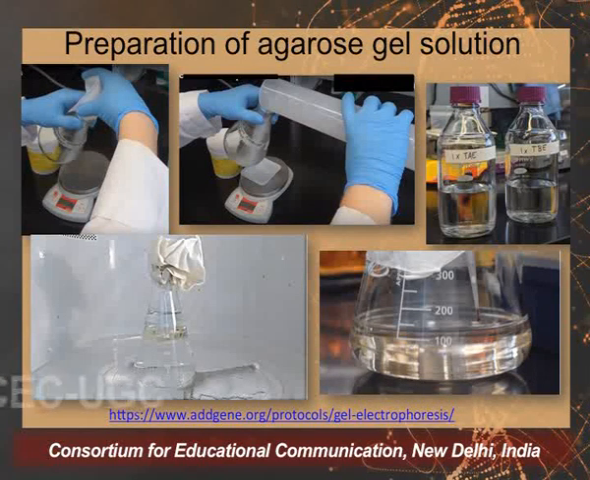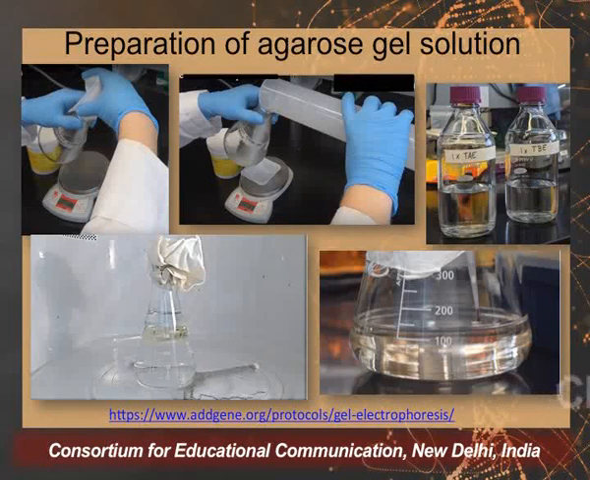You cool it for some time, but you do not cool it to room temperature because then it will solidify. But you cool it a bit because you have to pour it into a casting tray to cast the gel. At this time, for quicker and easier purpose, one can add the stain or the dye which is going to stain the DNA eventually. For example, in this case, ETBR or the ethidium bromide is added.